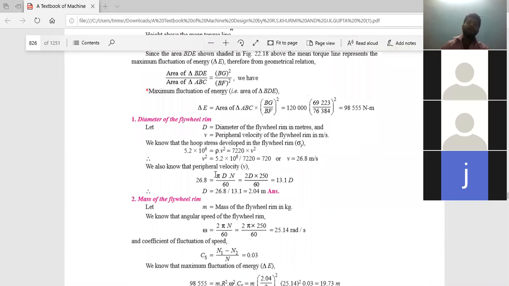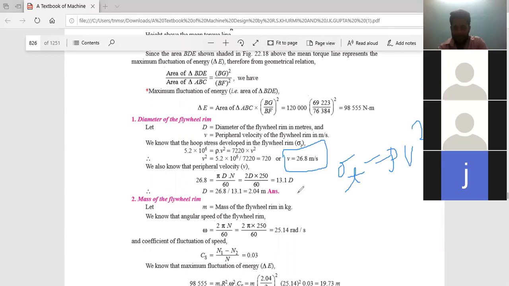First, if I want to design the flywheel, I need the diameter of the flywheel rim. Say, let D be the diameter of the flywheel rim. How can we calculate this value of D? We know that sigma T is equal to rho V square. Rho is given in the problem. Sigma T is given in the problem. With this expression, you can get the value of V, and that V comes out to be 26.8 meter per second.